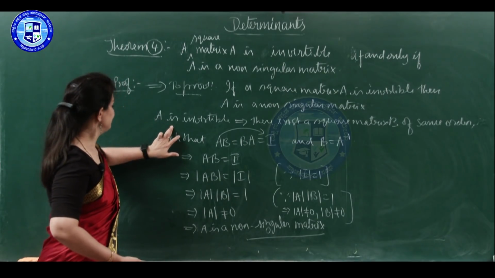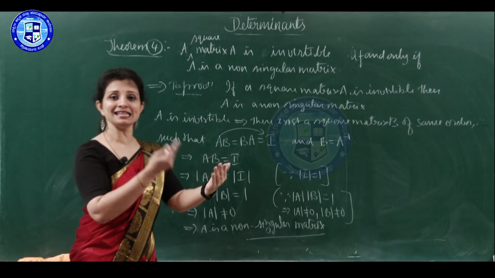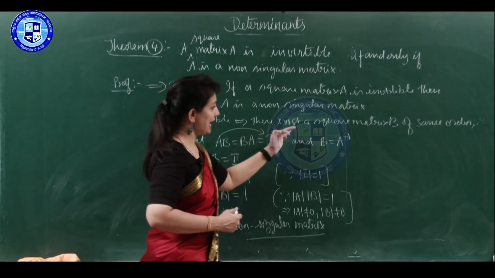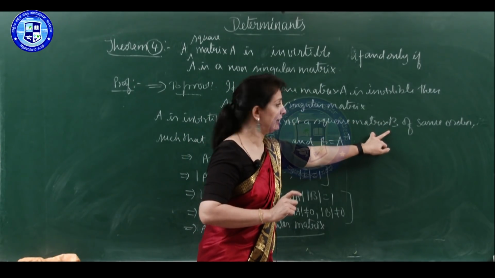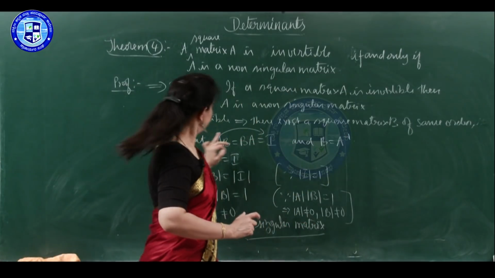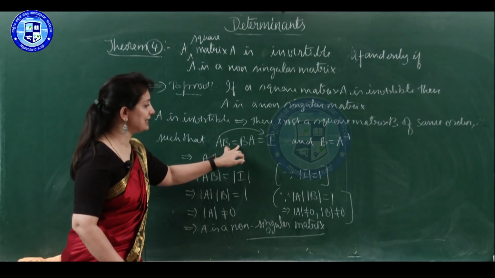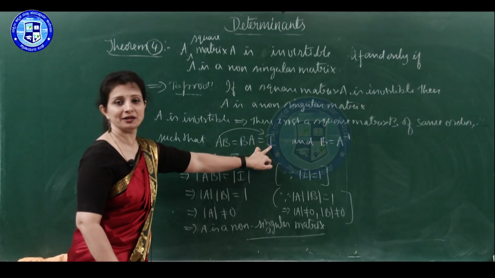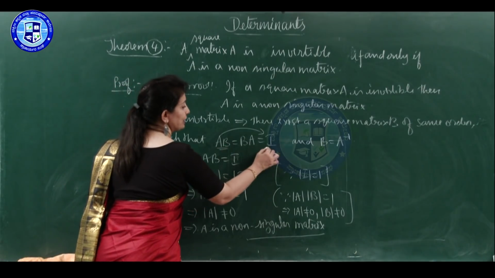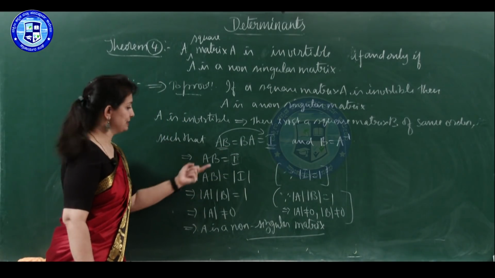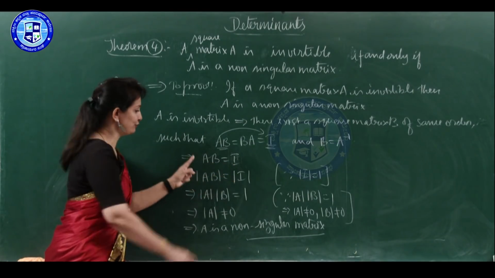Now first consider A is an invertible matrix. Invertible means what? It has an inverse. So, there exists a square matrix B, we will assume B as an inverse of A of same order, such that if A is invertible, we can write A into B is equal to B into A is equal to I. We got this. Now, consider only this, A into B is equal to I. Take determinants on both sides. What do we have?